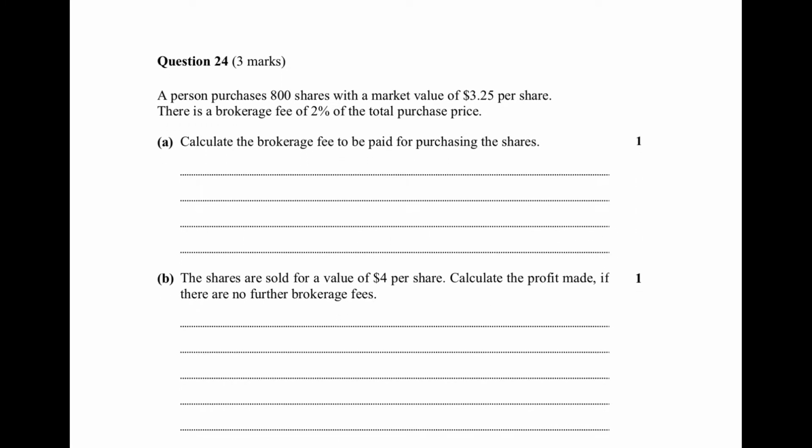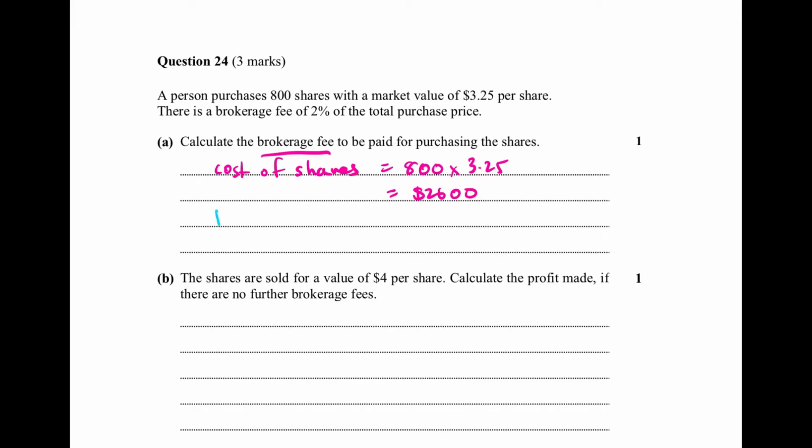Question 24. A person purchases 800 shares with the market value of $3.25 a share. There is a brokerage fee of 2% of the total purchase price. Calculate the brokerage fee to be paid for purchasing the shares. I'm just after the brokerage fee, but I have to determine first how much I actually spent to buy all those shares. So the cost of shares is 800 times $3.25, which, plugging that into your calculator, is $2,600.